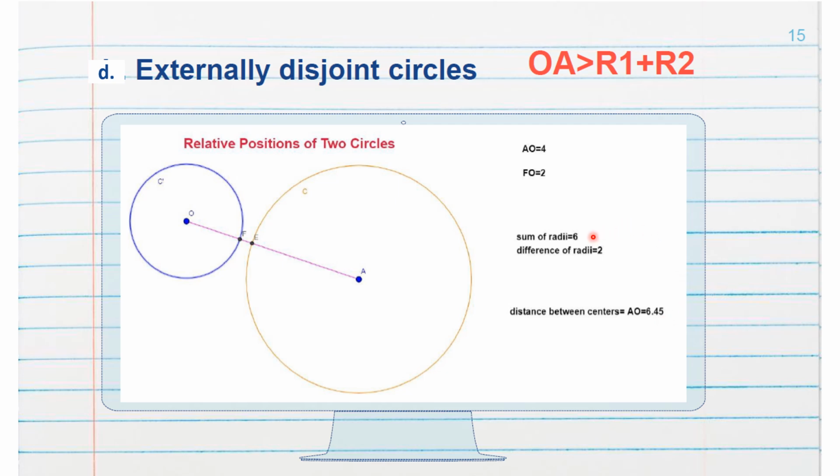Is it equal to 6? No. Is it equal to 2? No. Then these two circles are not tangent. This one is greater than the sum of the radii. OA is greater than R1 plus R2. These two circles are externally disjoint.